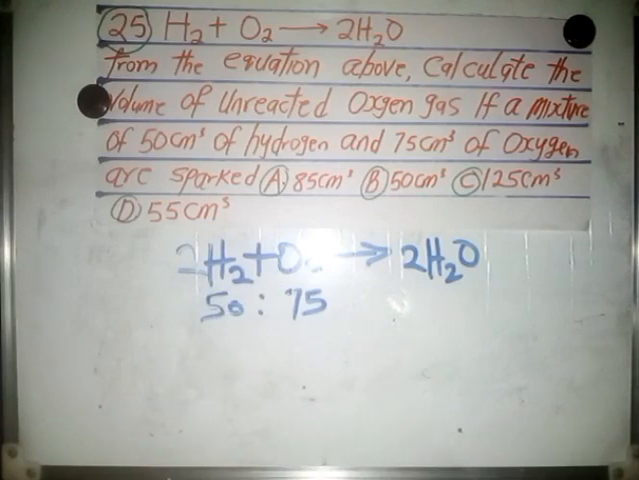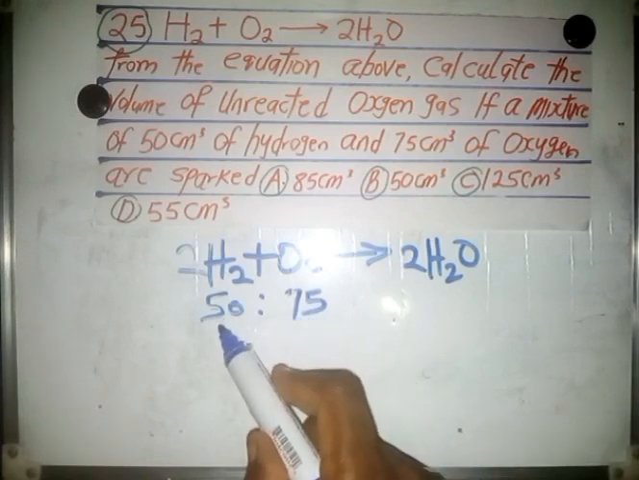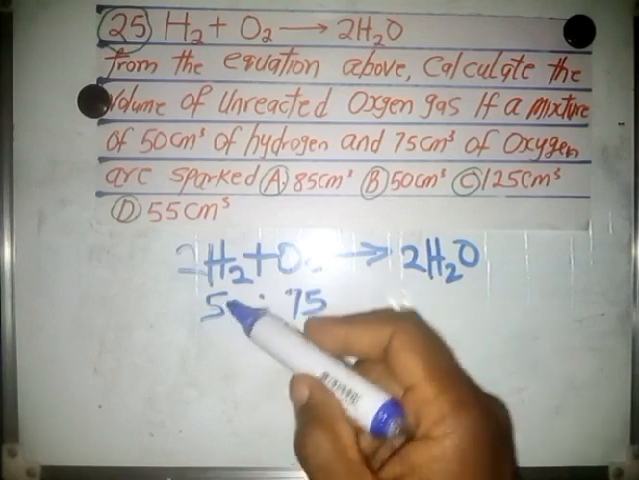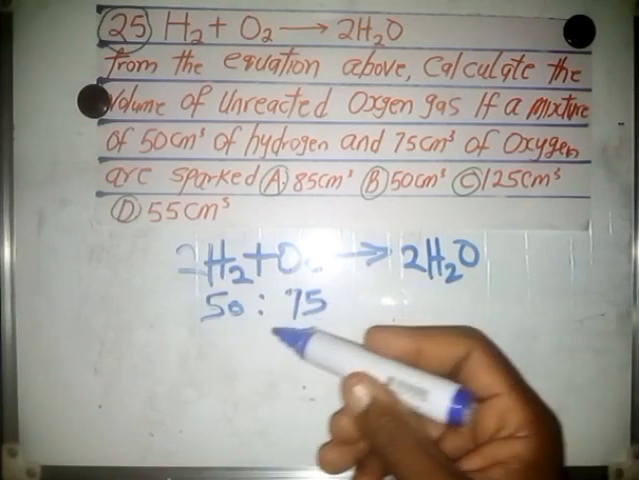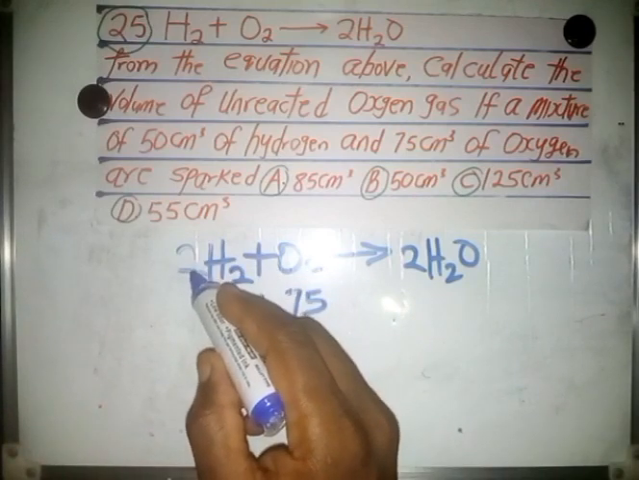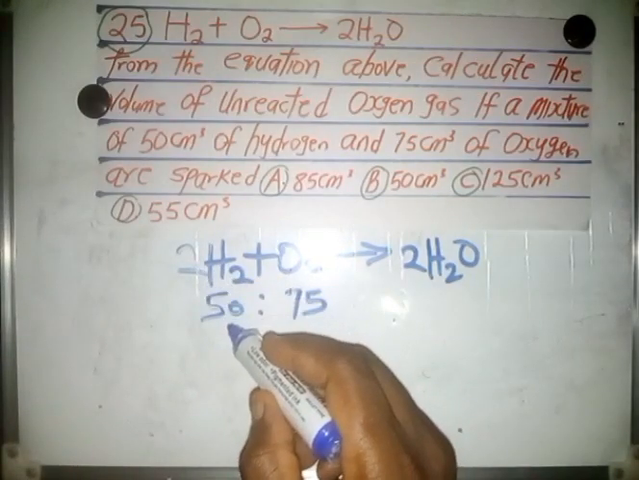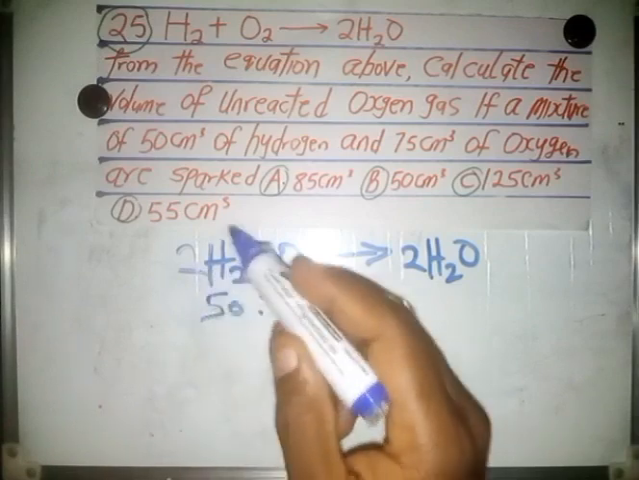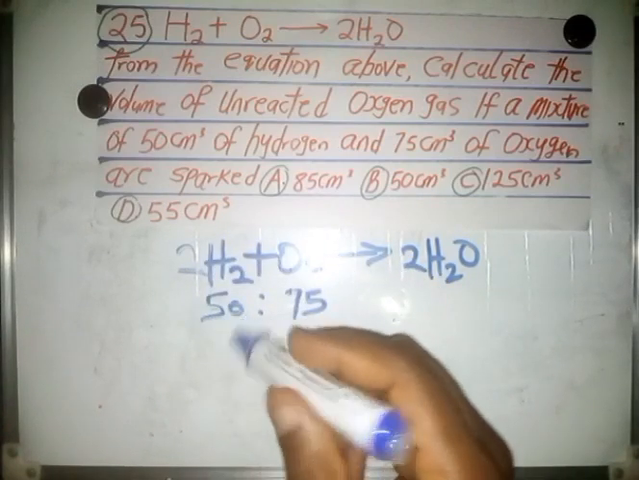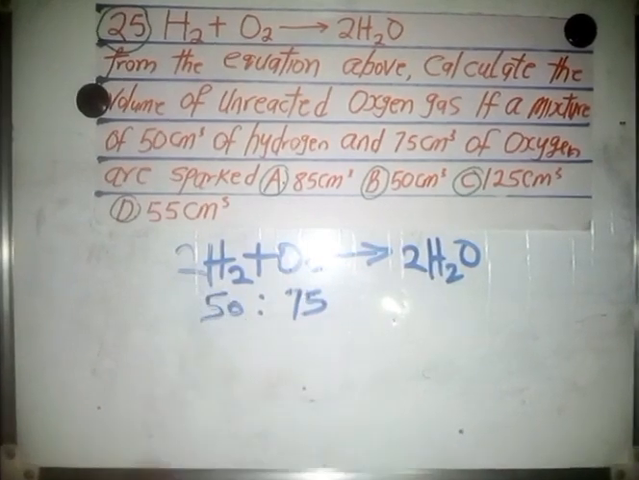So the way you go about this is that, since we know the one that was given in the equation is 75 cm³, and we're given 50 of hydrogen. Half of this 50 now, when I say half, I mean 1 over 2. If 3 was there, it will be 1 over 3 of 50. That means 1 over 2 times 50. So half of 50 is 25. So that 25 is the amount of oxygen that reacted with this.